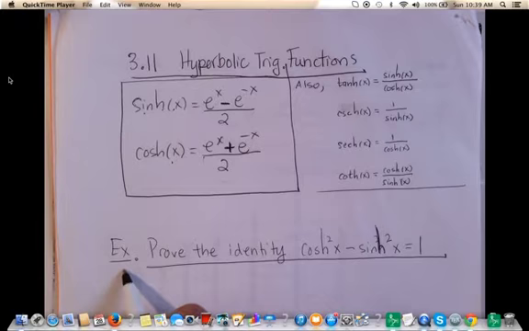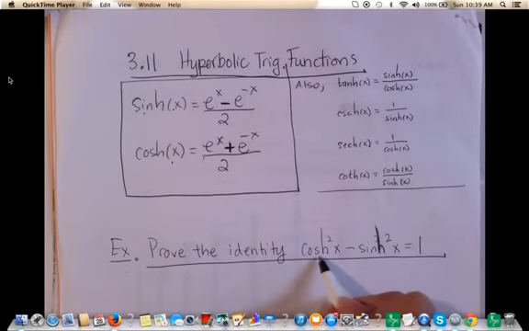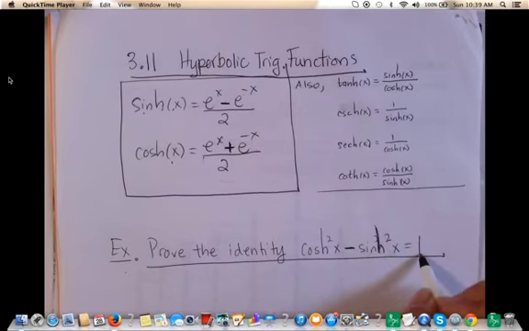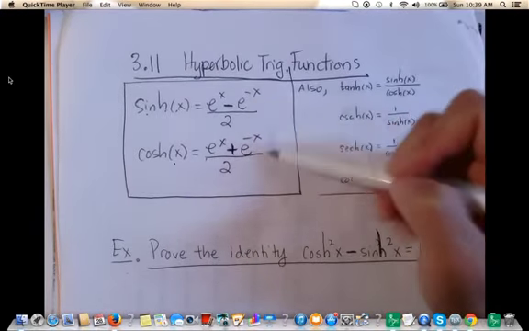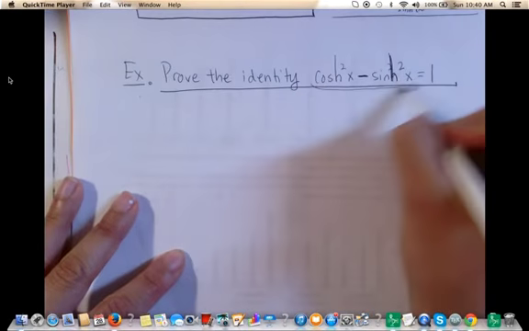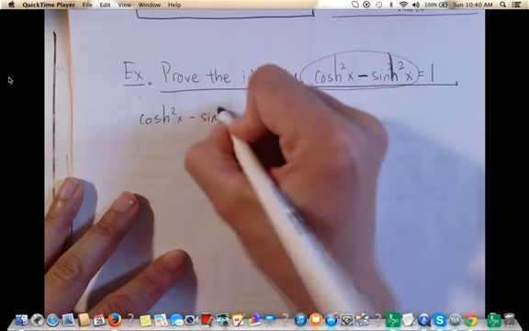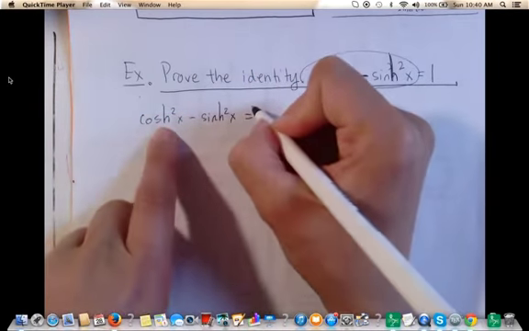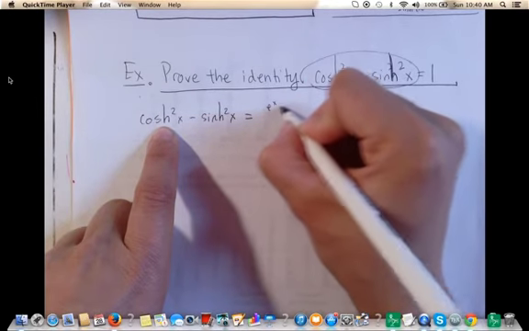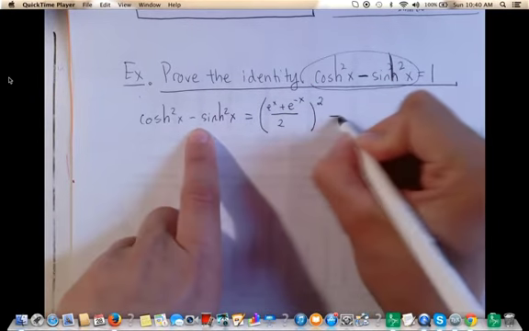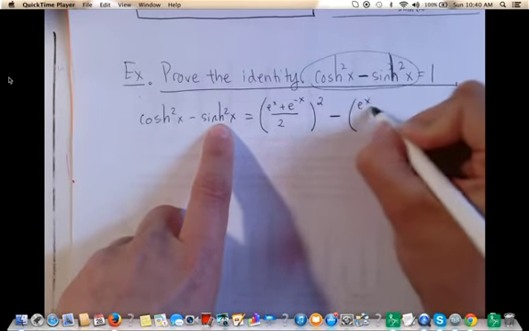First example, we're going to prove the identity that cosh squared minus sinh squared is equal to 1. The way that we're going to do everything when it comes to hyperbolic trig is we're just going to go back to the definition. So I'm going to start with the left-hand side. And I know that cosh is just e to the x plus e to the opposite x over 2. And I know that sinh is almost exactly the same.